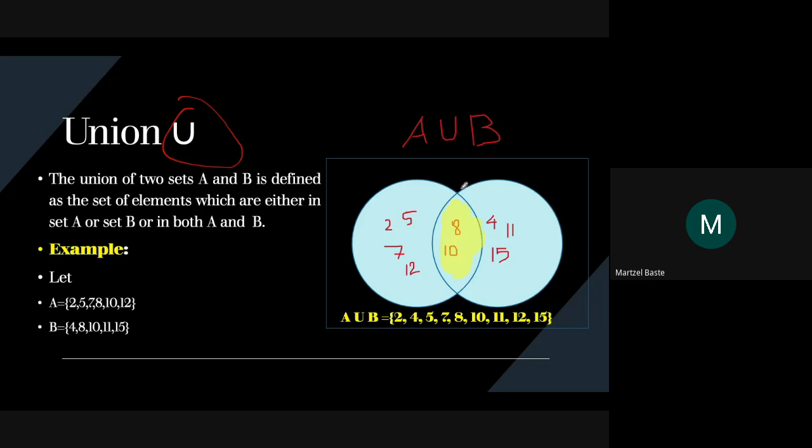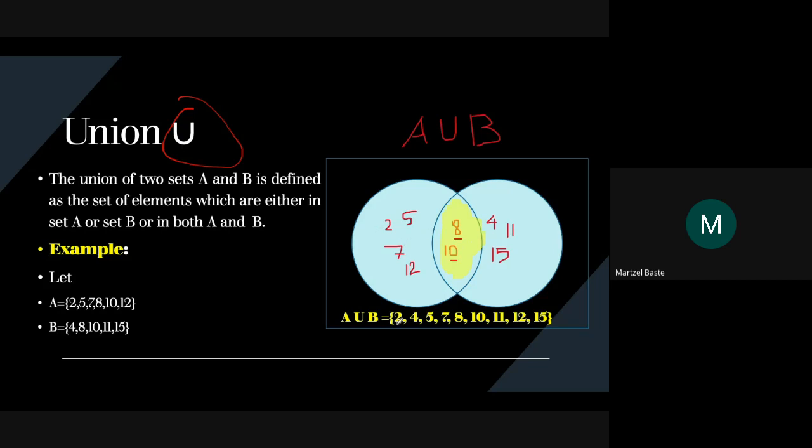So we can see that both sets have elements in common, which are 8 and 10. This is the intersection part, where they have elements in common. But since this is a union, you're going to combine all of them together. So 2, 5, 7, 12.